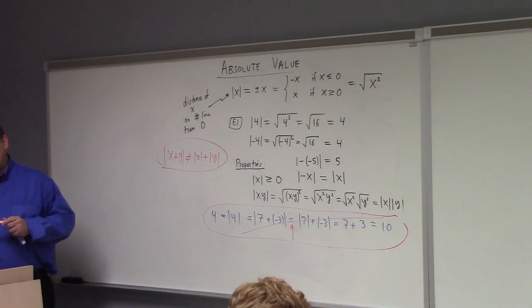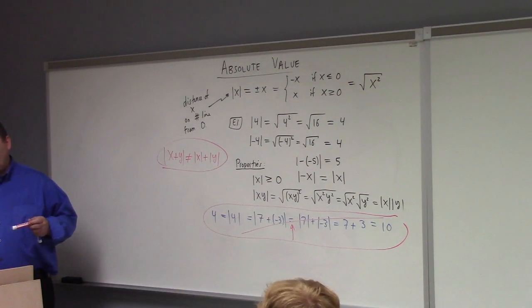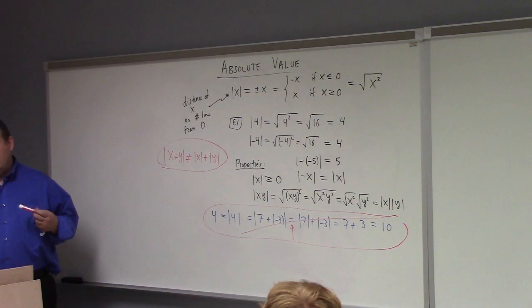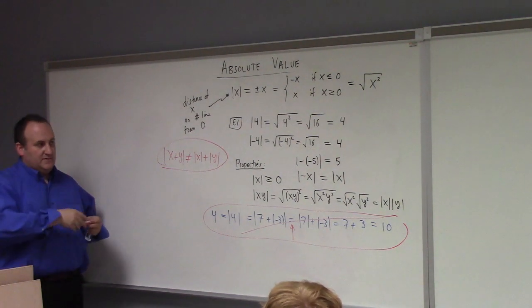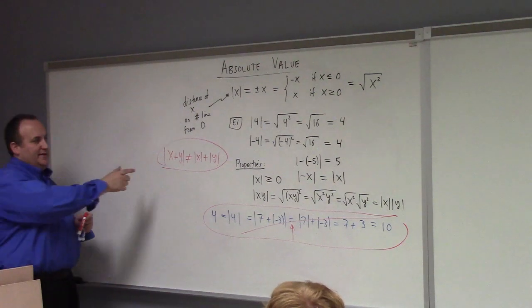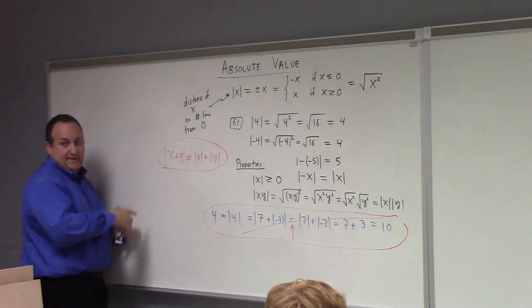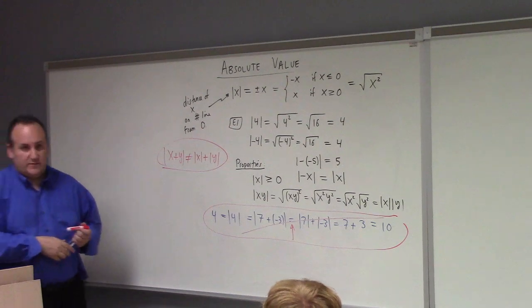So what I'm trying to tell you is, with absolute value, the product of the absolute values is just fine. It kills minuses, great. Its value is non-negative, fine. But we can't break up sums like that. It just doesn't hold true.